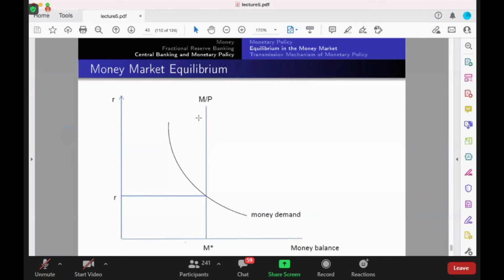So that's the straight line that you see here. In equilibrium, we can determine what the real interest rate is and what the real money balance is. Don't forget, this is the money market. Our Y star will be M star, the real money balance.